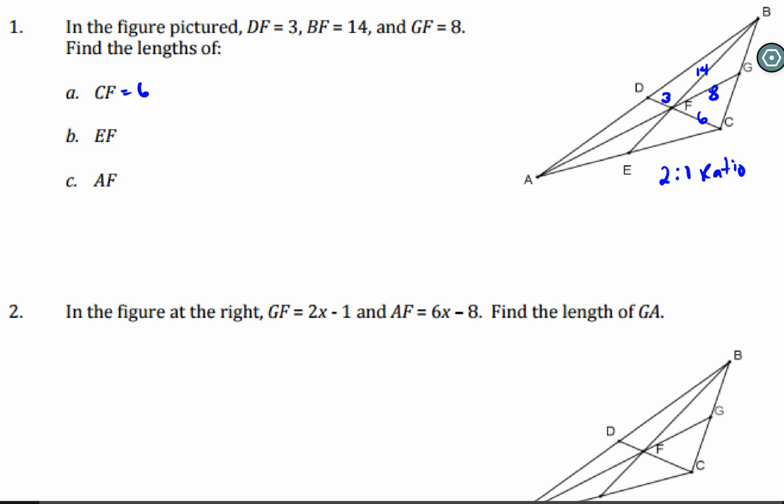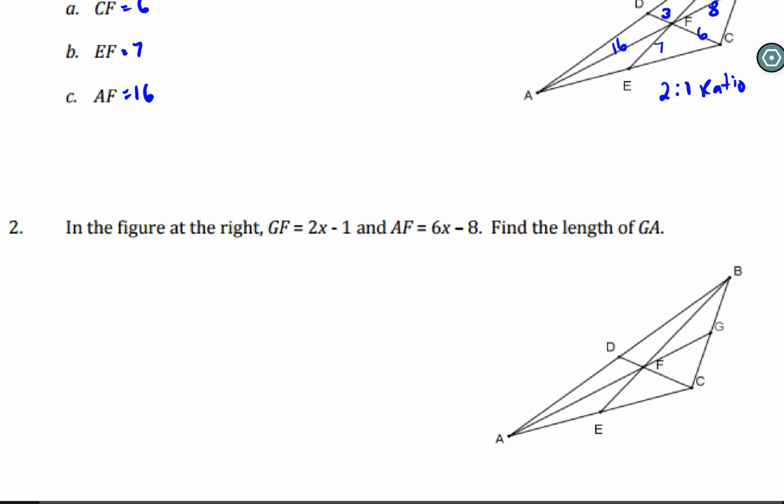The next piece asks us to find EF. Well, it looks like EF is the shorter of the two segments, so since BF is 14, EF must be 7. And the last one asks us to find AF. It looks like FG is the shorter of the two segments, so AF must be double 8, so that would be 16.